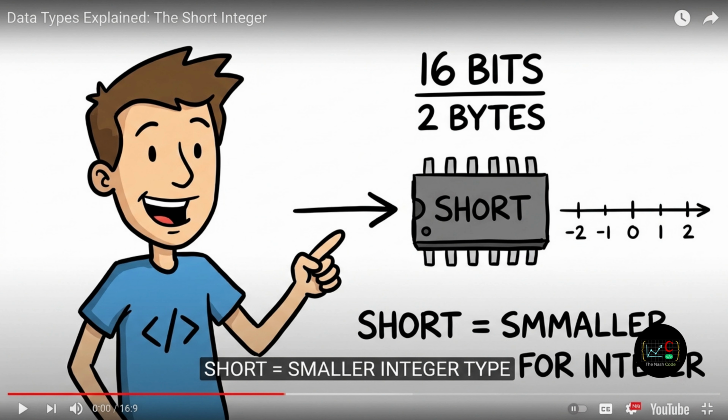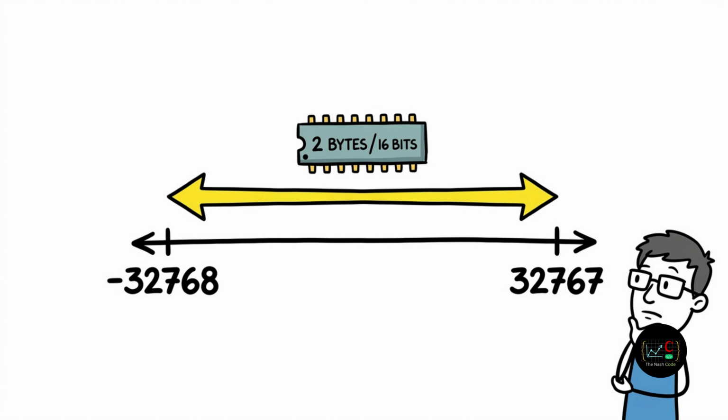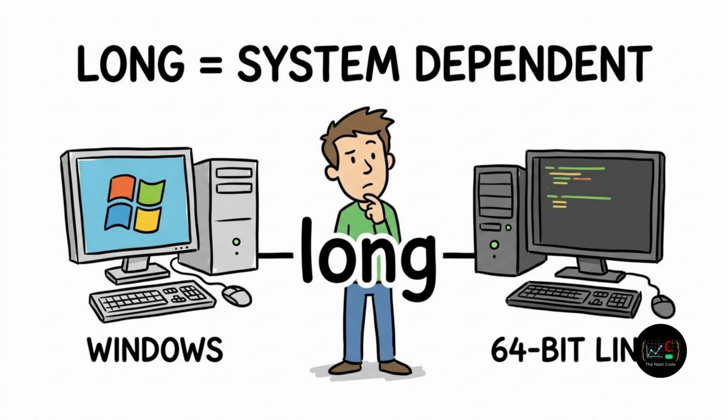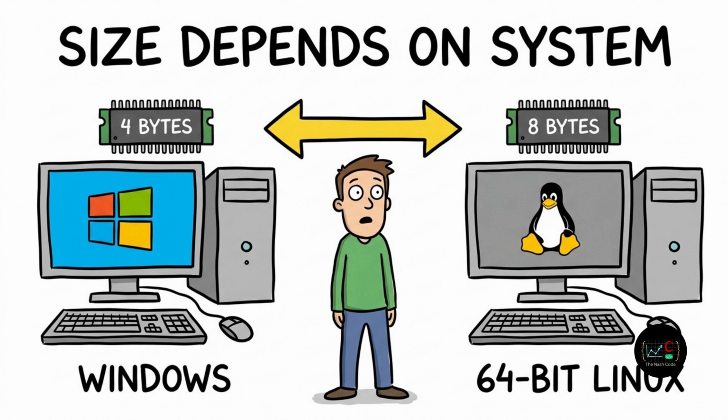Short is another integer type. It is commonly 2 bytes or 16 bits, with a typical signed range from -32,768 to 32,767. Long is also an integer type, but its size depends on the system.